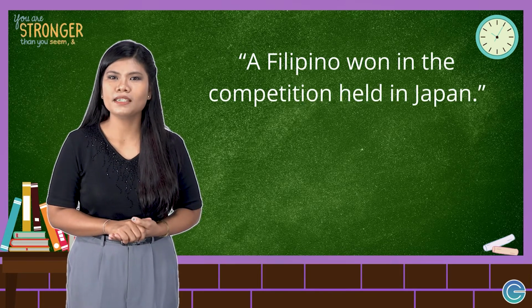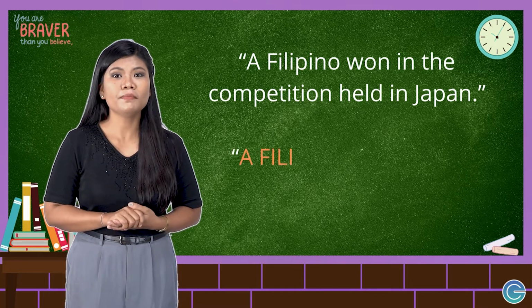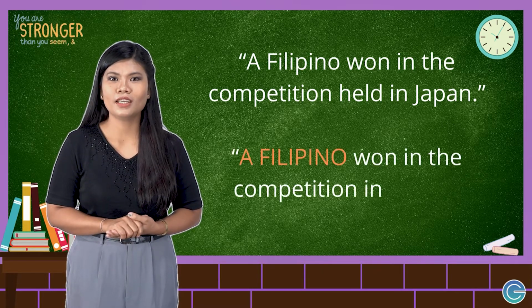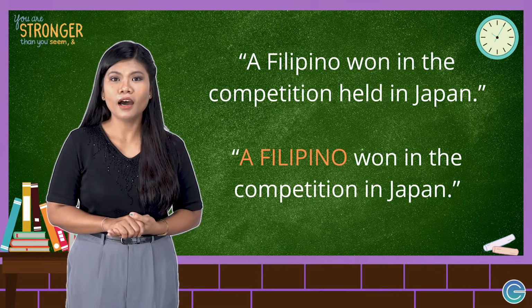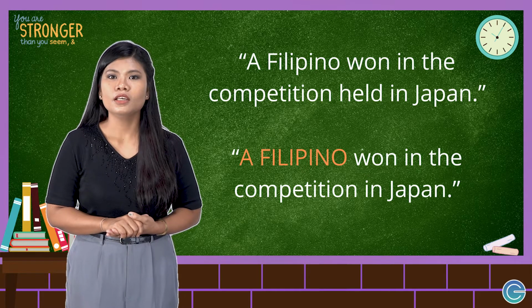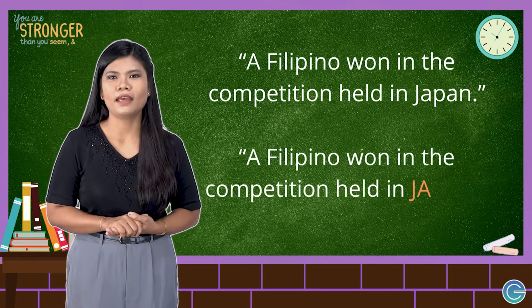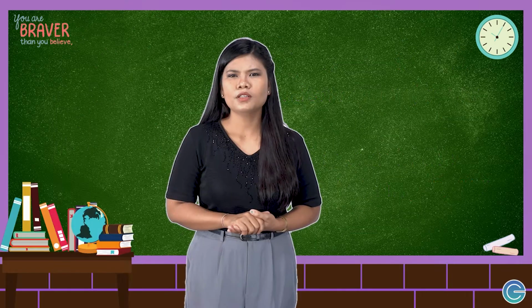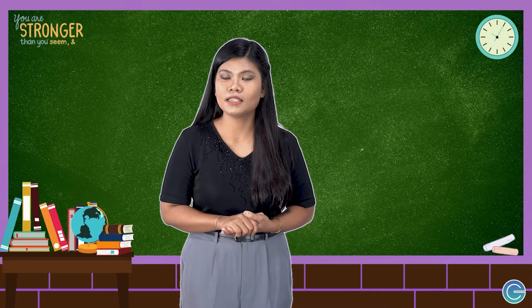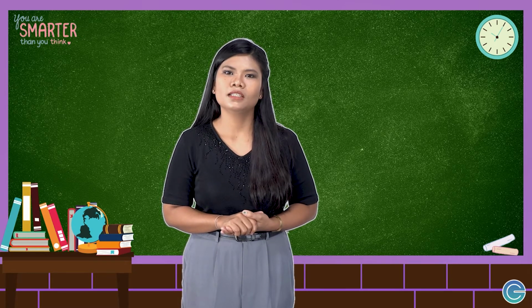If you want to emphasize who won in the competition, you should say, "A Filipino won in the competition held in Japan." But if you want to emphasize the place where the Filipino won, you should say, "A Filipino won in the competition held in Japan." Observing proper stress in speaking will help you communicate clearly and effectively.